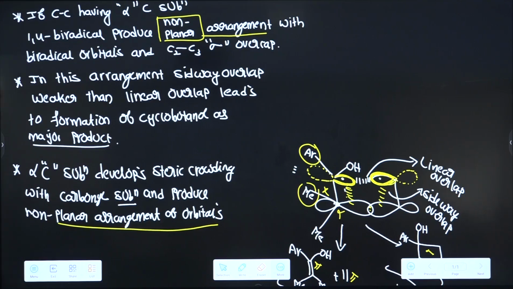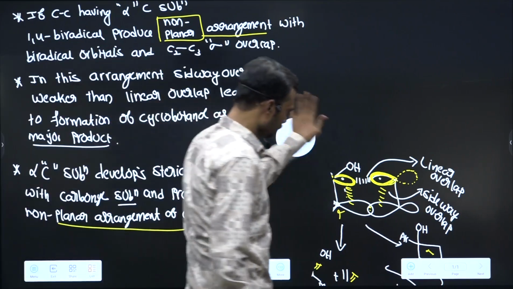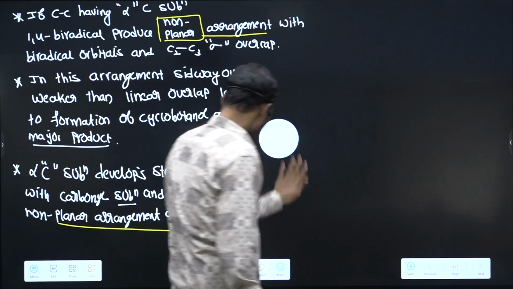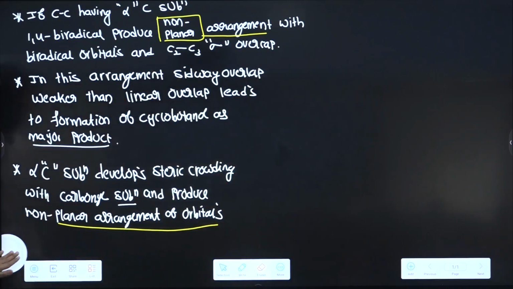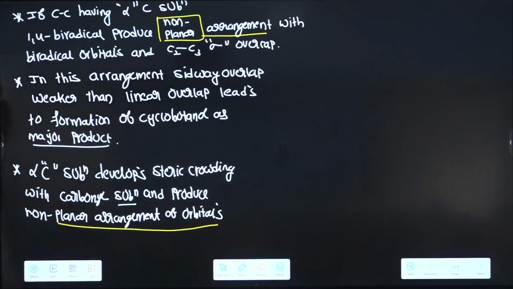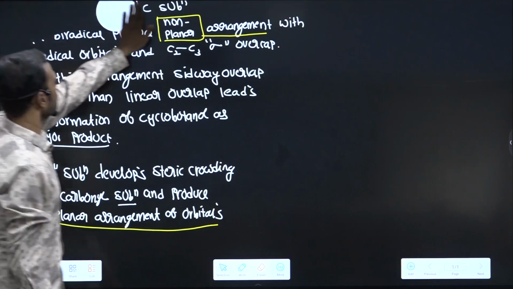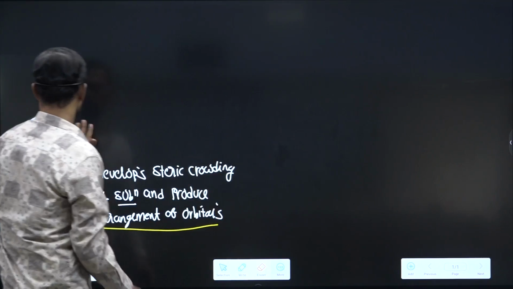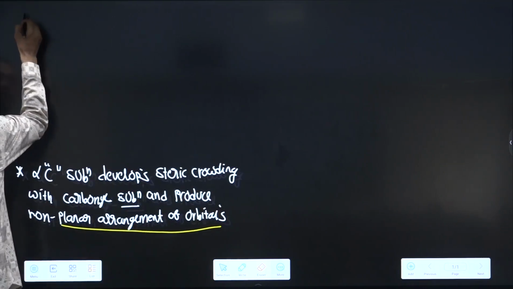Clear? So those are the evidences for reverting into the original molecule, Norrish 2 cleavage, and cyclobutanol. Right, one point.